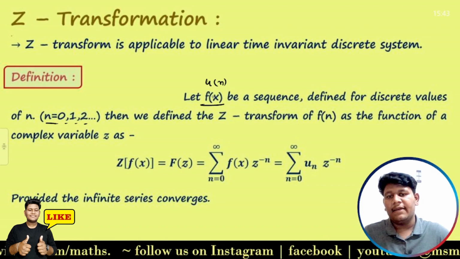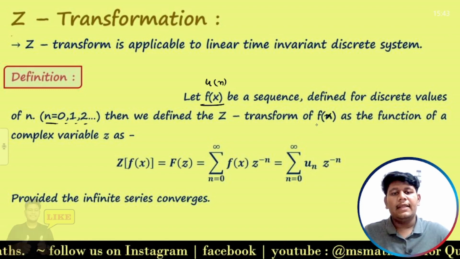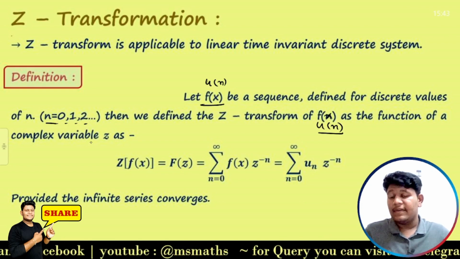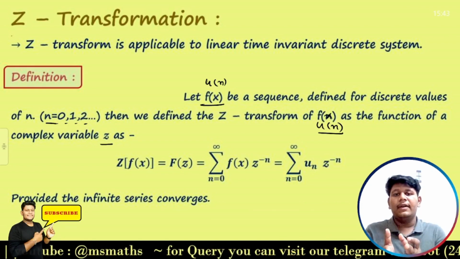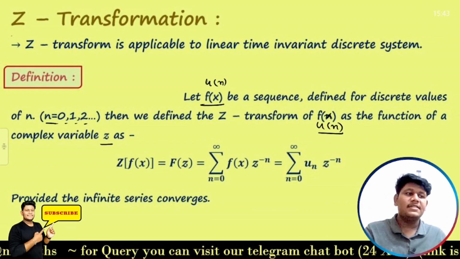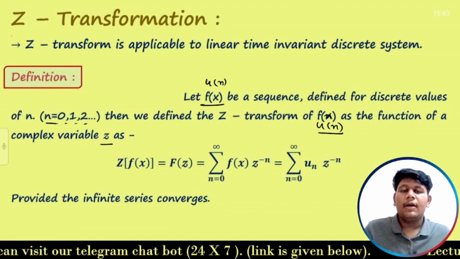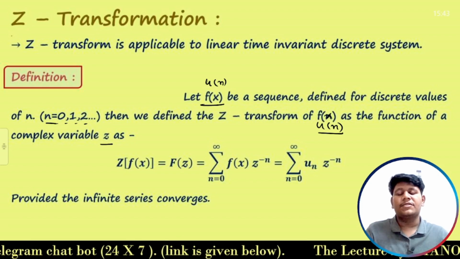It is nothing but f(x), or we can take u(n) as a function of the complex variable. We convert the function into a complex space and complex variable. Then we solve and get back into our main, original form of the function.